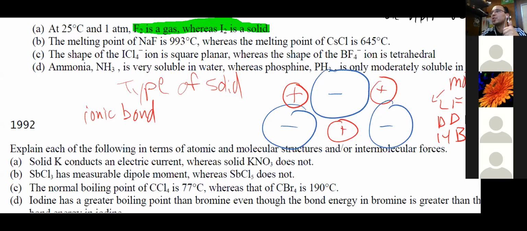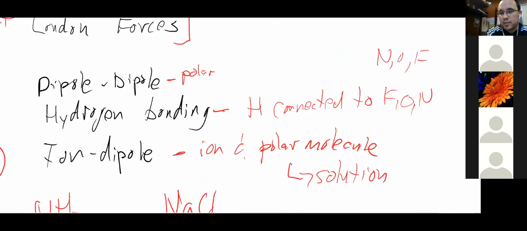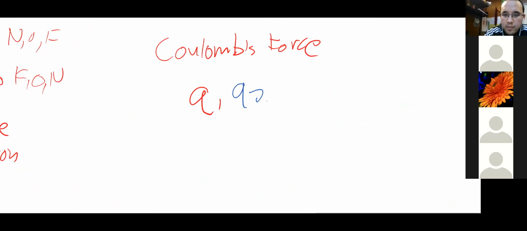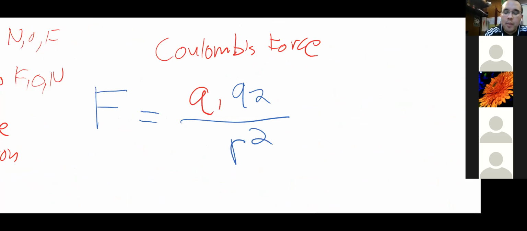So this is talking about Coulomb's attraction or Coulomb's force. So Coulomb's force, let me make some space here, is related to the charge of the particle and the charge of the other particle, and the distance that splits them up, so the radius squared. Now there are other factors in that, and conversion things to convert the charges into a force. But this is our basic example of Coulomb's force.